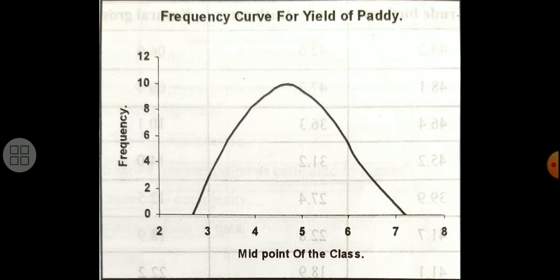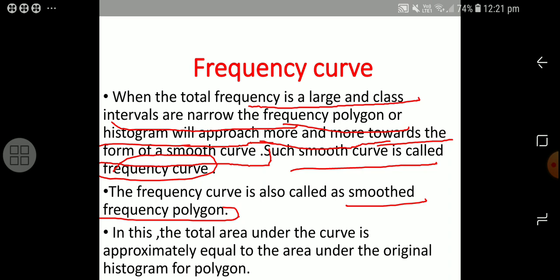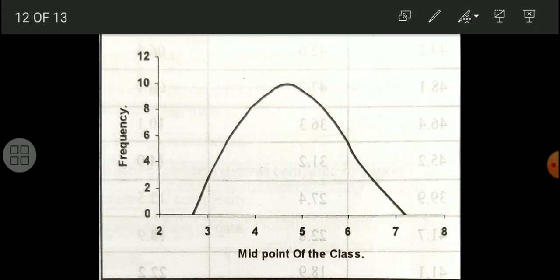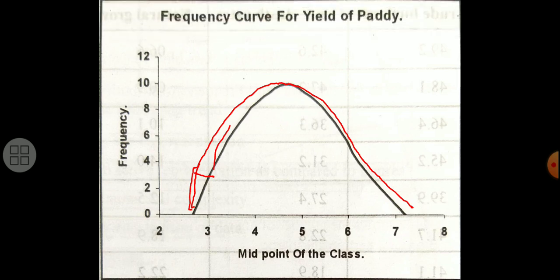Now this is a frequency polygon curve for the yield of paddy. Here it is not a straight line in between the two points, but it is a smooth one. So it is actually a frequency polygon, but it is known as a frequency curve because it is smooth. So those differences you have to keep in mind.